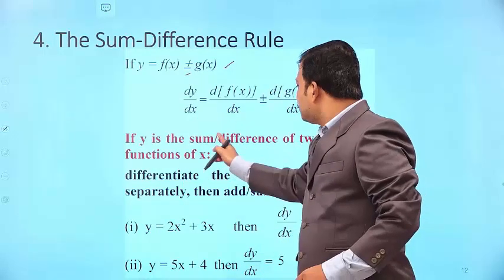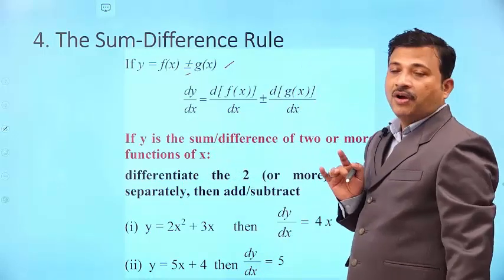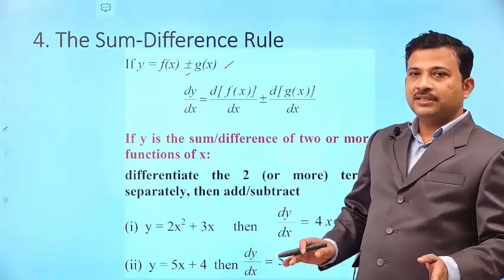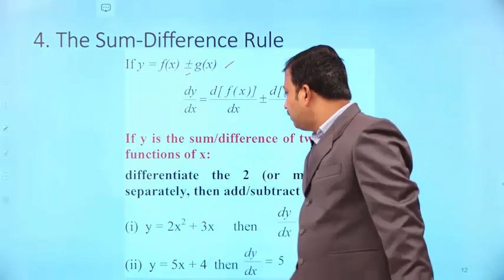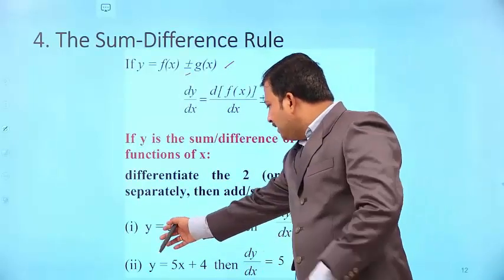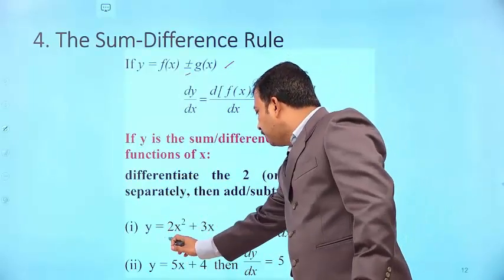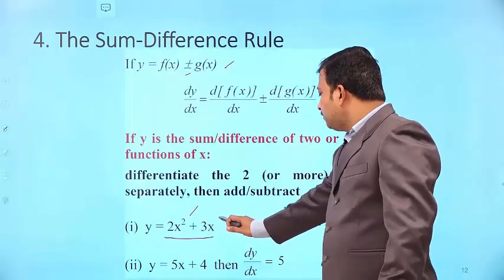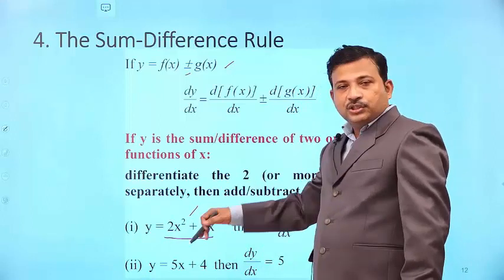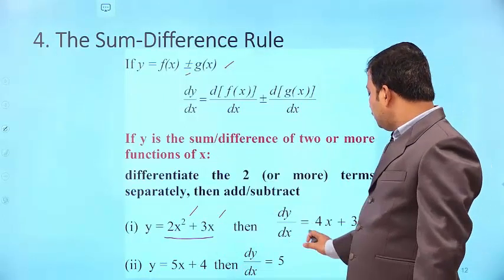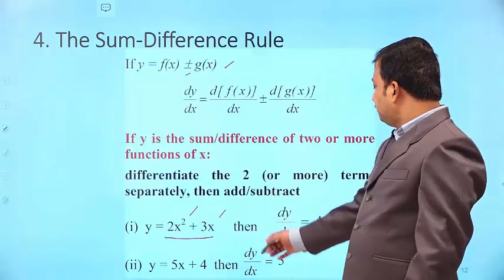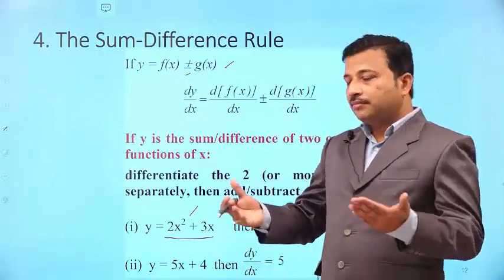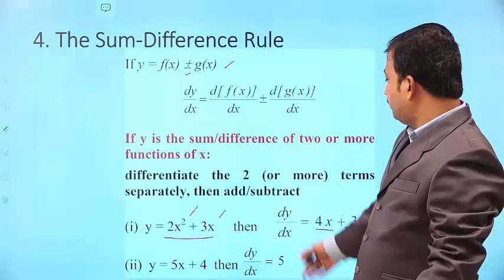So if y is the sum or the difference of two or more functions, then we can write them separately, individually differentiate, and add. Let us take for example y is equal to 2x square plus 3x. So derivative of 2x square plus derivative of 3x. Derivative of 2x square, by the previous rule, is nothing but 4x, and derivative of 3x is nothing but 3. So we can make it separate if there is a plus or minus. So this is your sum difference rule.